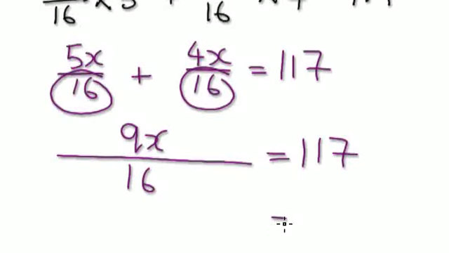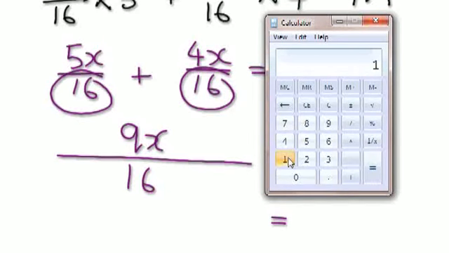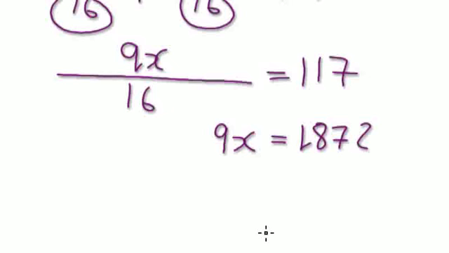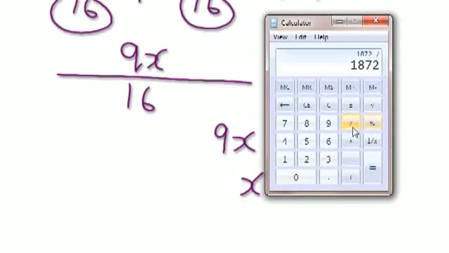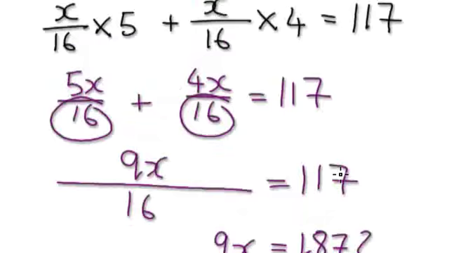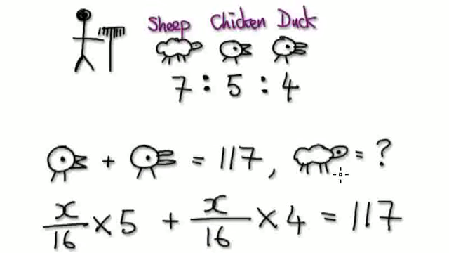So it's just a matter of working out x. So times both sides by 16. 117 times 16 equals 1872. This here will be 9x. Now divide both sides by 9. So x equals 1872 divided by 9, which equals 208. So x equals 208. So that represents the whole population.